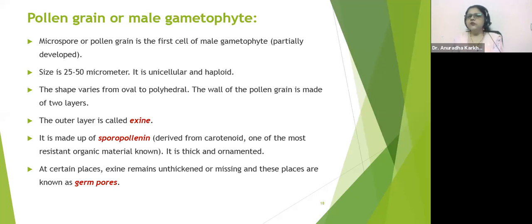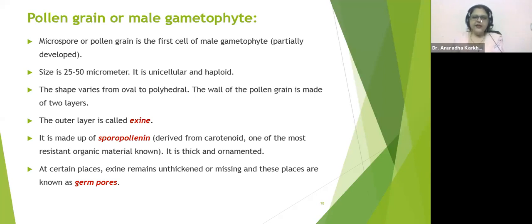Why do we call them partially developed? Because still the male gametes have not been formed. Pollen grain is formed, but the male gametes inside the pollen grain have not been formed yet, so we call it a partially formed gametophyte. Please understand these terms, otherwise when you read the textbook it will be very difficult to understand. So just try to understand.